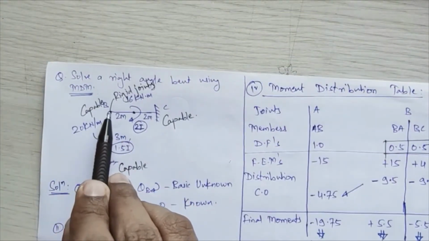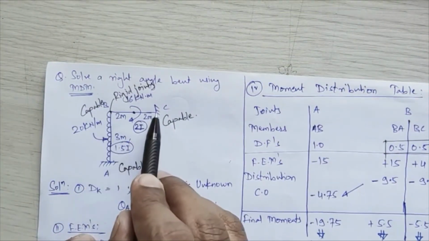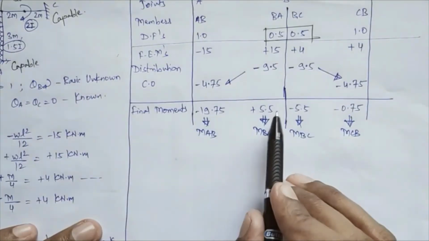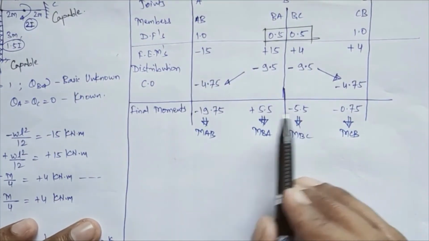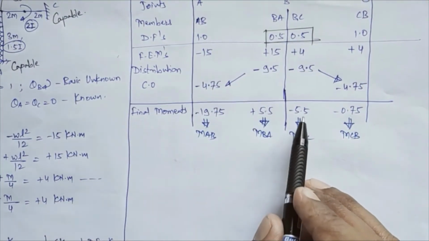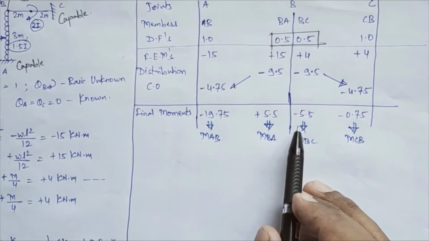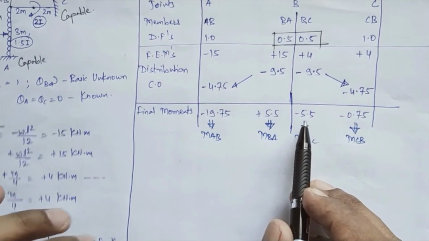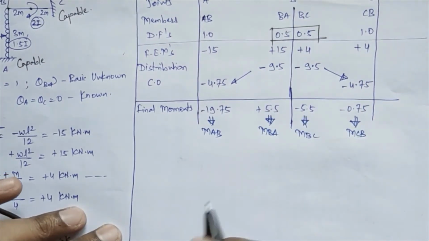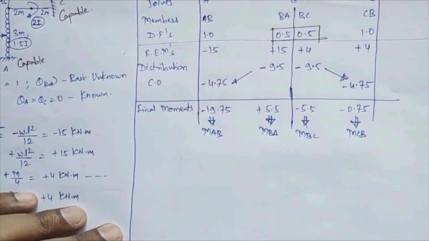We'll check the condition of equilibrium. It will be only at joint B, that is, MBA and MBC shall come equal to 0. Check, yes, we are getting 0: plus 5.5 and minus 5.5 comes equal to 0. So your condition of equilibrium is also getting satisfied. Now we'll draw the bending moment diagram for this, that is, the BMD by superposition.